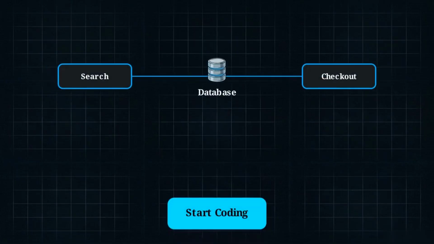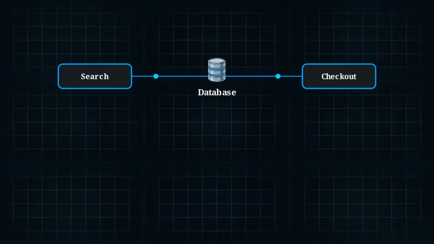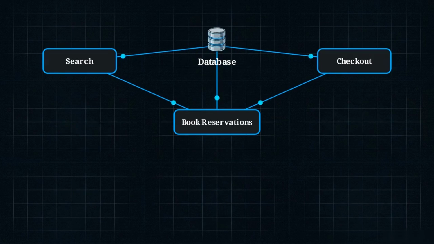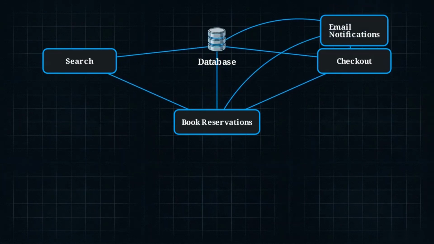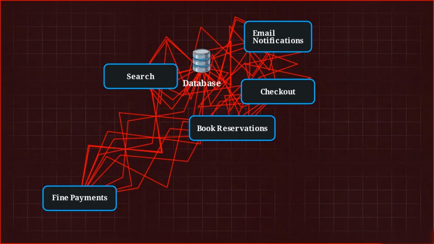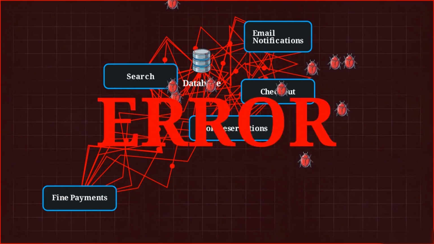Take a look at this diagram of a library management system. You start coding, but then the client asks for online book reservations. A week later, they want email notifications, then online fine payments. Every new request forces your team to rewrite existing code, creating a tangled mess of overlapping changes and mounting bugs.